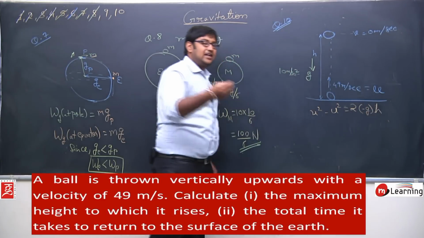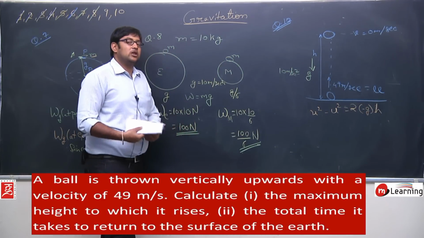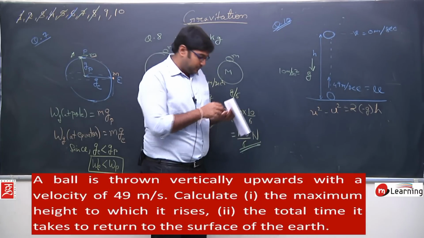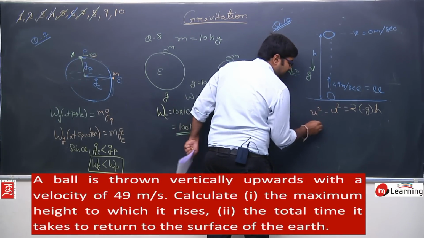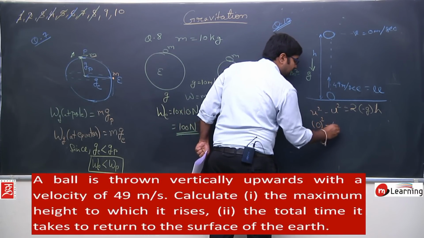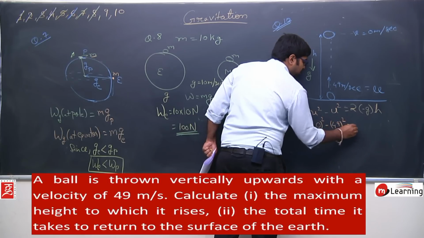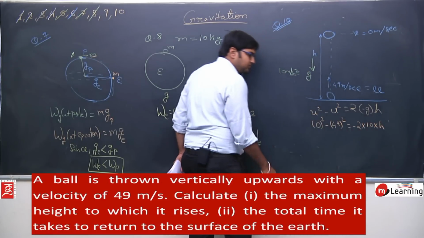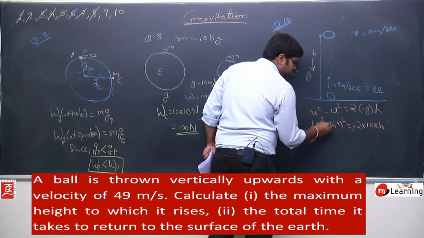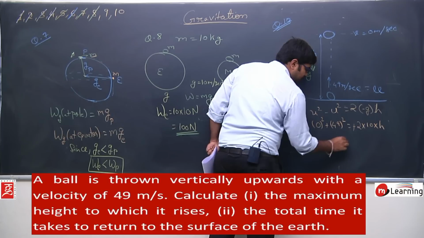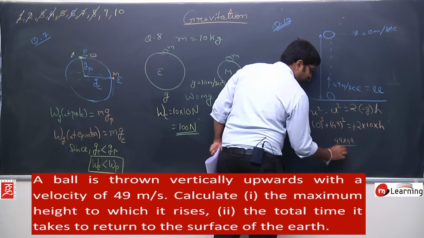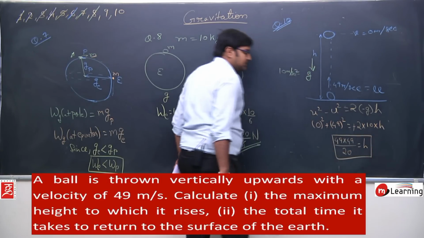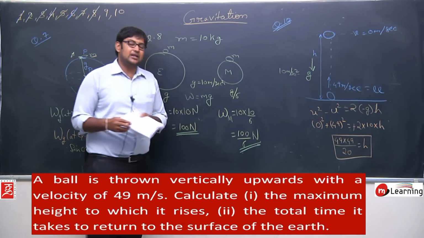We have seen that in the case of free fall, the equations of motion change in this way. So now by substituting the values, 0 square minus 49 square is equal to minus 2 into g, which is 10, into h. You can solve this, the 2 and 2 will get cancelled. This is 49 into 49 upon 20, this is h. This is in meters. This much height the ball can achieve.